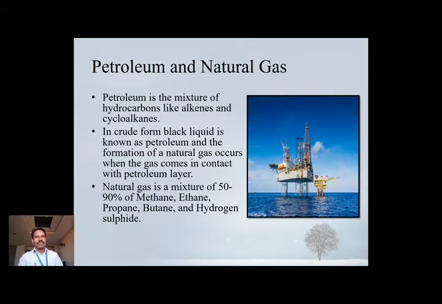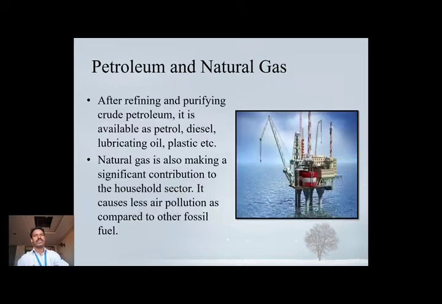Natural gas is a mixture of 50 to 90% methane, along with ethane, propane, butane and hydrogen sulfide. We can use biogas as well, and it is possible to produce methane, which is one of the best natural gases. After getting the crude oil, it needs a refining process. By refining and purifying the crude petroleum, we get petrol, diesel, lubricating oil, plastic, and even some cosmetic items.